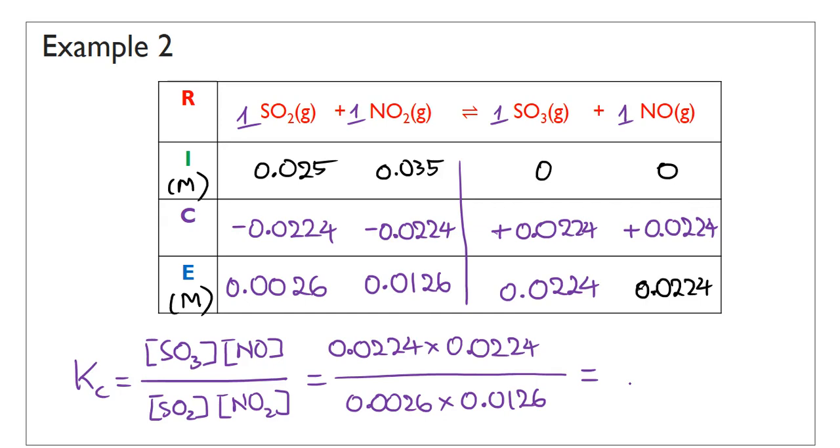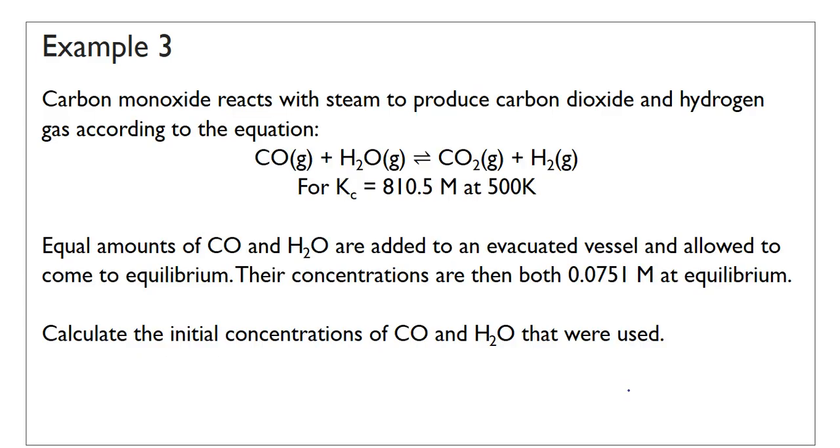0.026 times 0.0126. Okay, so I think we're looking at two significant figures. So 15 is the answer, and it shouldn't have a unit, so it's just 15. That is example 2. Let's move on to example 3.